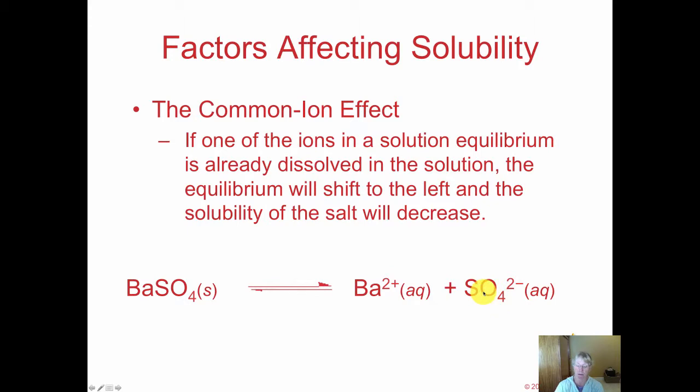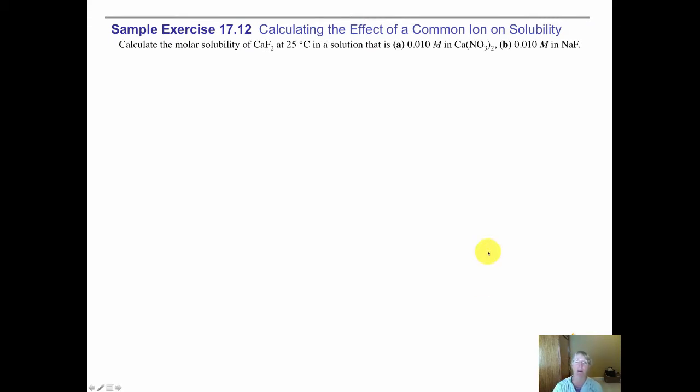Now let's do a specific problem with that, and that problem would be sample exercise 17.12. Let's assume that we have a solution that's already 0.01 molar in calcium nitrate. And you want to calculate what would happen to the solubility of calcium fluoride if you were to add it to that solution. To me, I kind of look at it from the opposite direction, but I'll go with the way that this problem solves it.